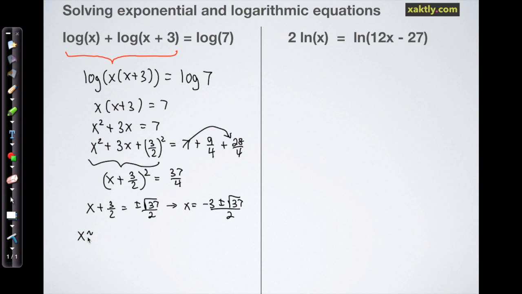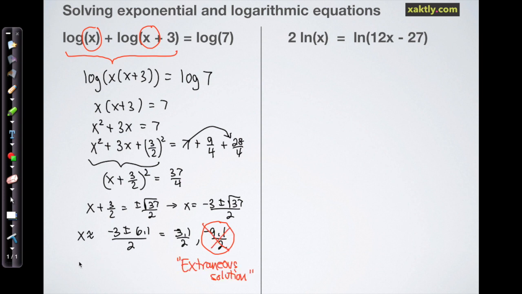Now in these kind of problems, it's really important to take a look at our potential solutions and see if there are any extraneous ones. So I'm going to estimate that root 37 as just a little bit over 6. And so I get solutions that are approximately equal to 3.1 and minus 9.1. But that minus 9.1 over 2 solution is not going to work because we can't take a log of a negative number. So that's an extraneous solution and I have to throw it out. So I end up with one solution, and that is minus 3 plus root 37 all over 2. So that's the solution to that problem.